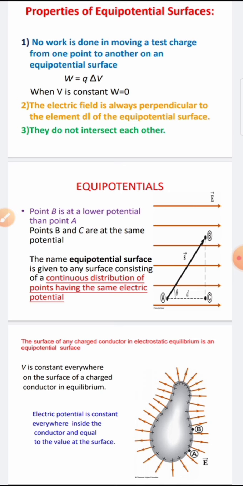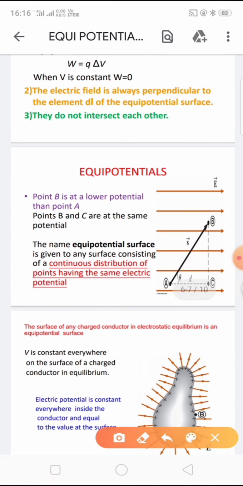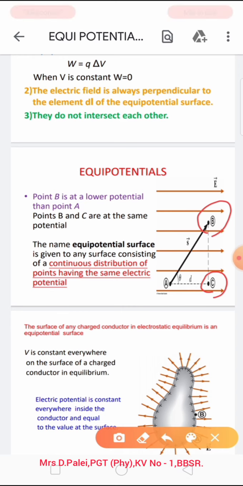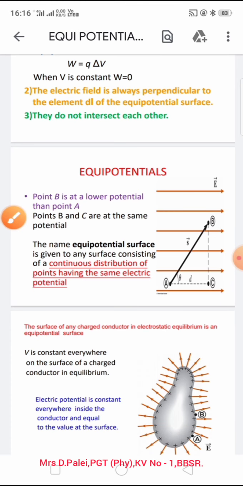Why? Let's compare A and C. The electric potential decreases along the electric field. The electric field line is towards the right. So the potential at point C is less than the potential at A, and B and C have the same potential. So potential at point B is lower than the potential at point A, and B and C are at the same potential. Let's take another example.